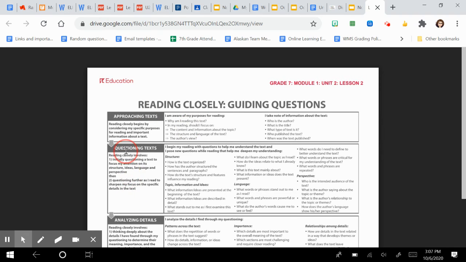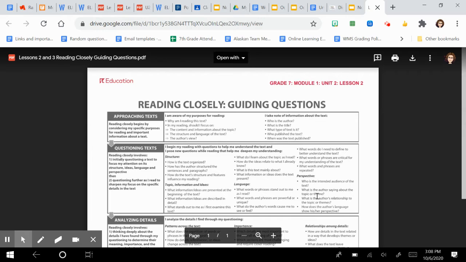Then down the next one, questioning texts. And so here, reading closely involves, 1, initially questioning a text to focus my attention on its structure, ideas, language, and perspective. Then 2, questioning further as I read to sharpen my focus on the specific details in the text. So here I begin my reading with questions to help me understand the text, and then I pose new questions while I'm reading to help me deepen my understanding.